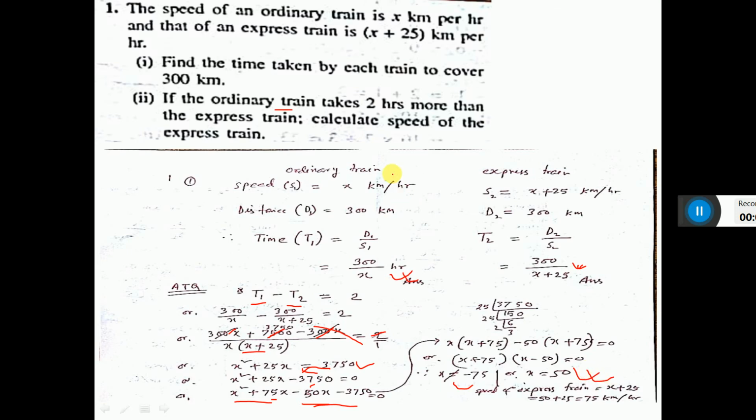Therefore, calculate the speed of the express train. The express train speed is x plus 25. So you add 50 plus 25, that is 75 km per hour. This is the answer. So this is one answer, this is another answer, and this is another answer.